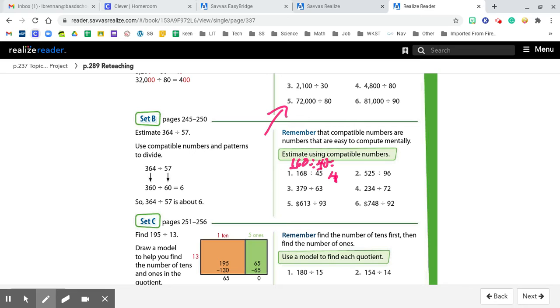So 525 divided by 96, that rounds. The nearest 10 is 500, and 96, the nearest 10 is 100. So 500 divided by 100 is 5.